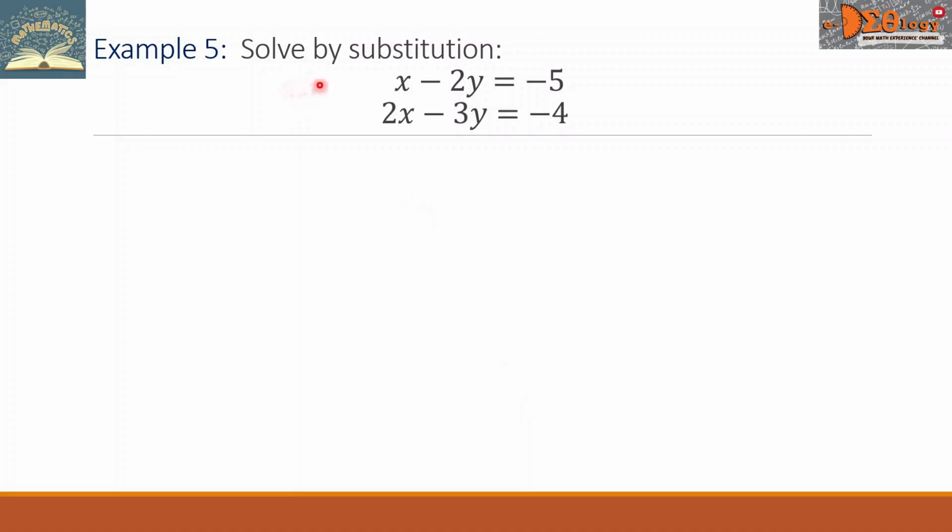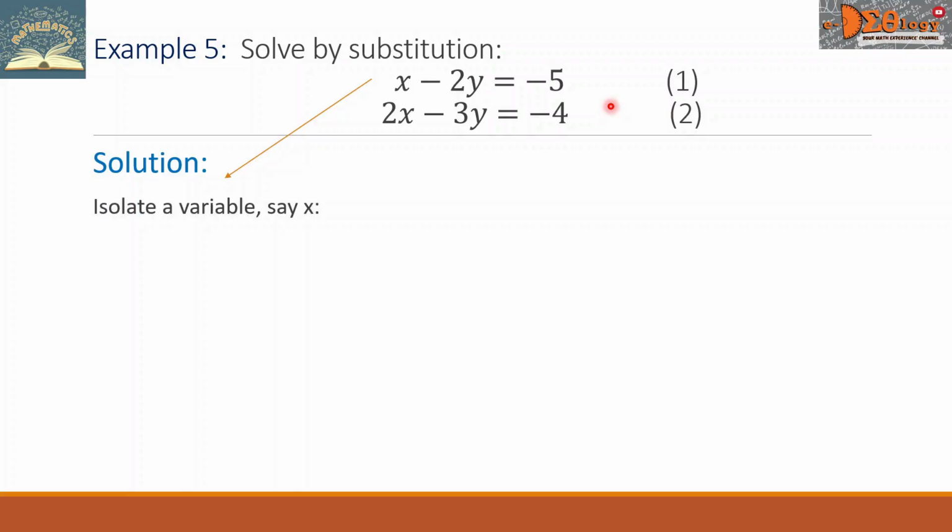Example 5. Solve by substitution. x minus 2y equals negative 5, and 2x minus 3y equals negative 4. We name the first equation to be equation 1 and this is equation 2, respectively. In equation 1, we isolate a variable, let's say x. This negative 2y we transpose to the right. So we have x equals negative 5 plus 2y.